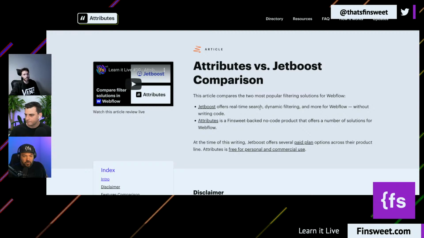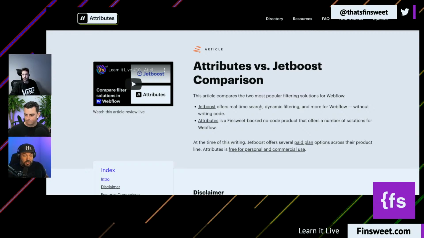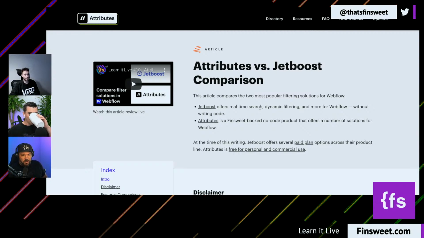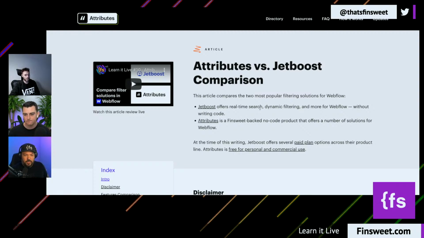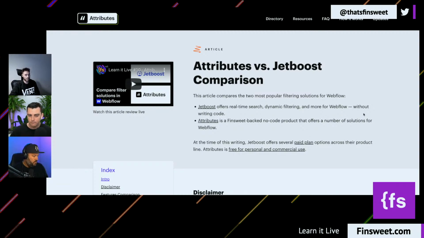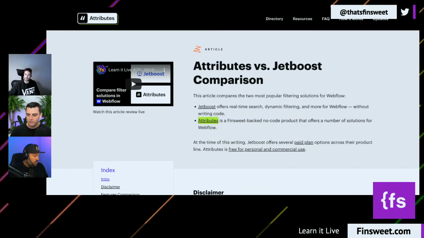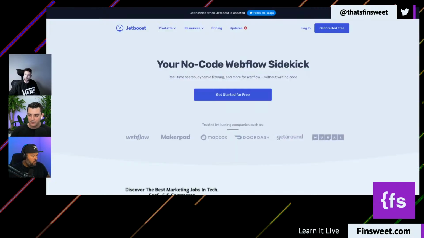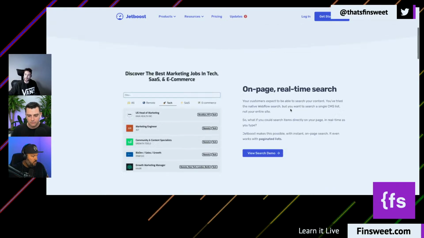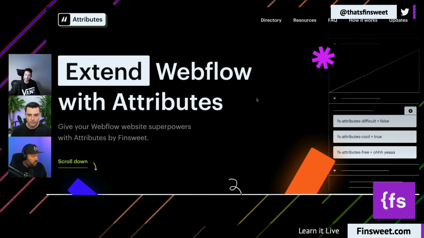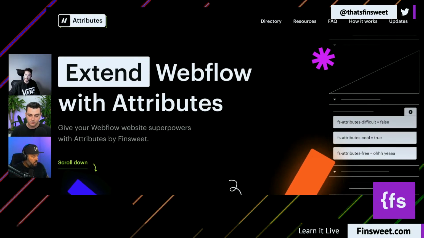So let's give an introduction to both of the filtering solutions. Obviously, these are the two most popular filtering solutions in Webflow. There are some other filtering solutions that people can use, but I think these are the two core players here. Who wants to take that, setting these things up? I'll take it. JetBoost offers real-time search and dynamic filtering for Webflow. Attributes does the same thing, filtering for Webflow. And that's what we're comparing here.